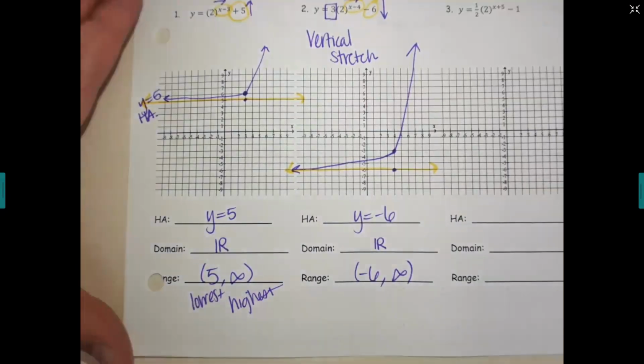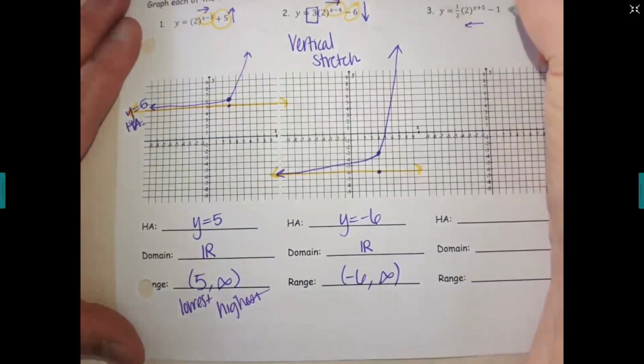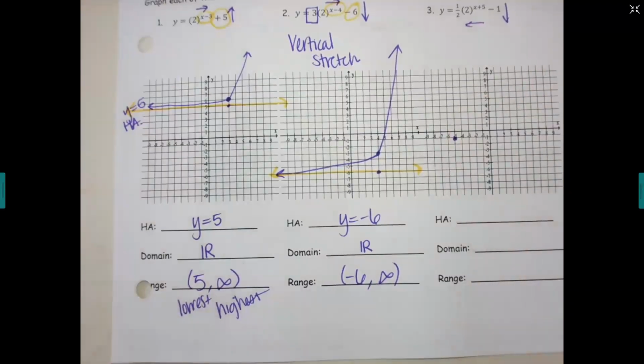Last one. Which way are we shifting it? Right. +5 means we'll go to the left and down. So go left 5, down 1. Drawing your line.